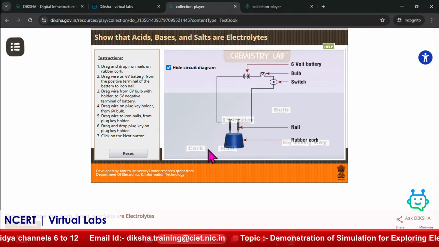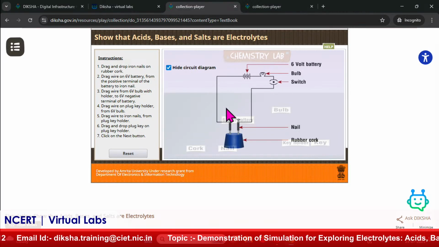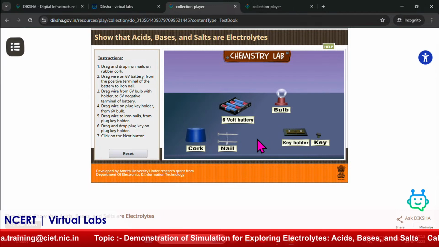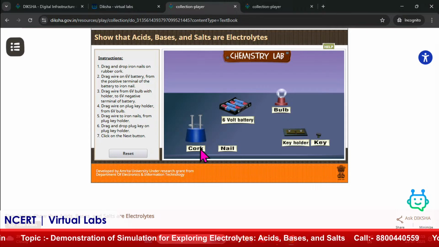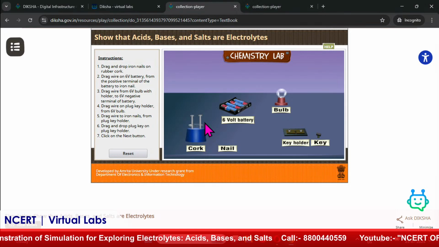So here we can see what kind of wiring we need to make. So we can easily go through this, and after unhiding we will make this on our own. So step by step we'll do. Now I'll put this nail in the cork. Basically these nails will serve as two electrodes here.